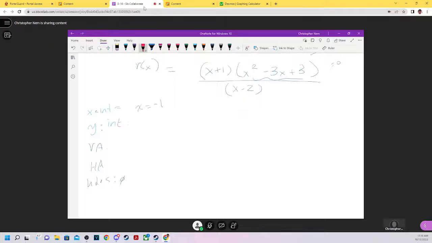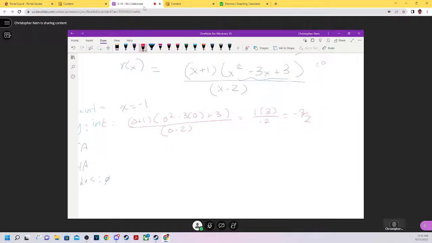The y-intercept is whatever I get when I plug in 0 for my function. If I were to plug in 0, this is going to be 0 plus 1 times 0 squared minus 3 times 0 plus 3 all over 0 minus 2. If I calculate this out, this is 1 times 3 all over -2, which is -3 halves. Boom. So the y-intercept is located at 0, -3 halves.